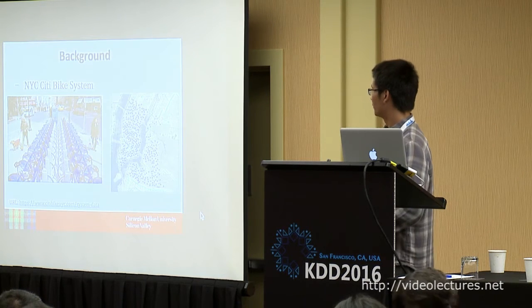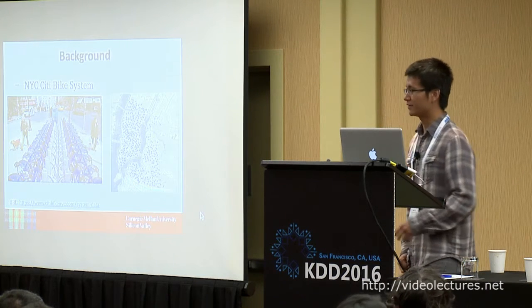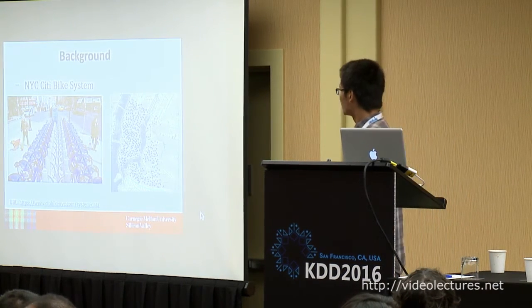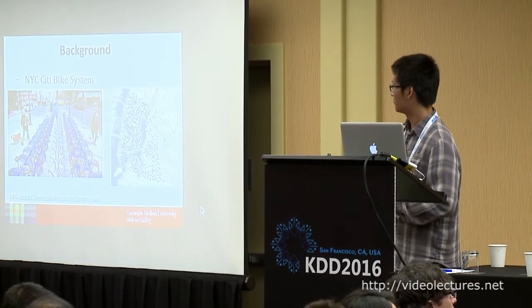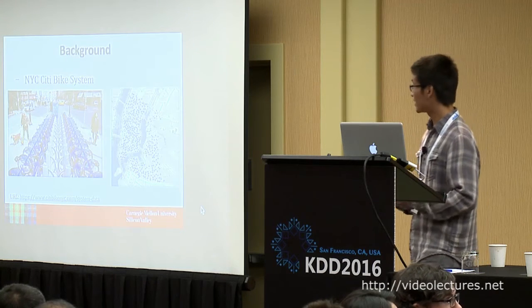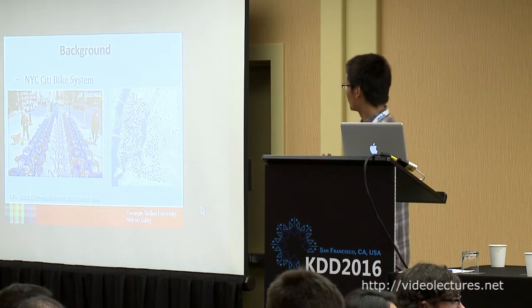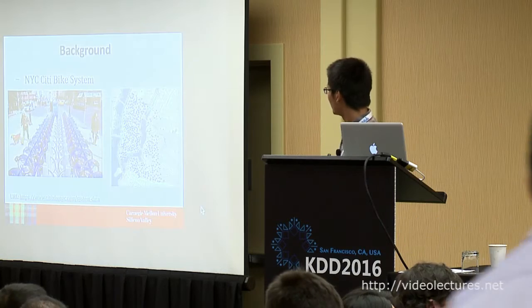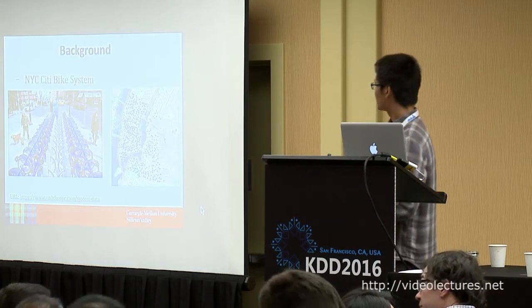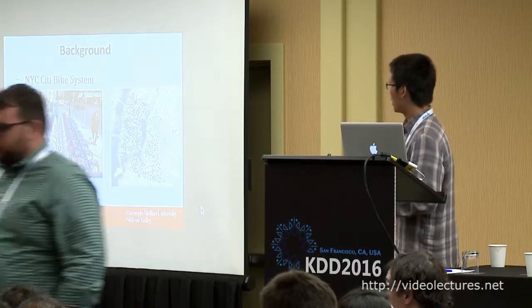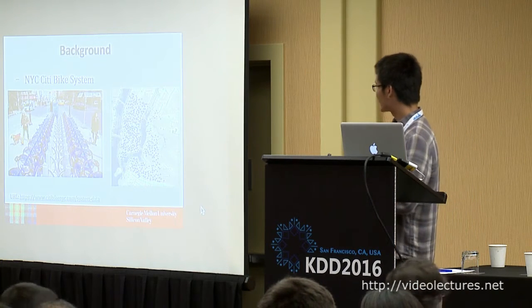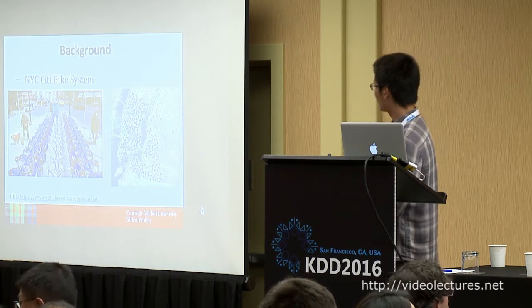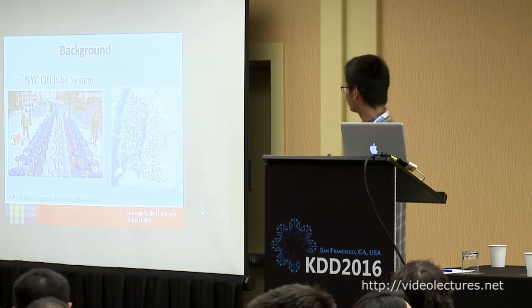Okay, here's the background of the application. It's for the New York City bike sharing system. The left-hand picture will give you how a bike station looks like. There are some dots for the bikes, and the right picture shows the location of the bike stations in New York City, part of New York City. This is the Manhattan area.